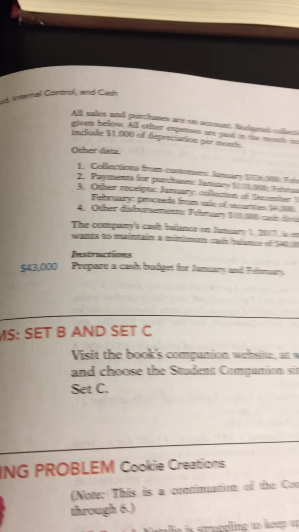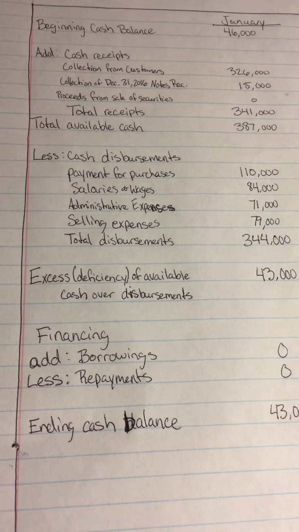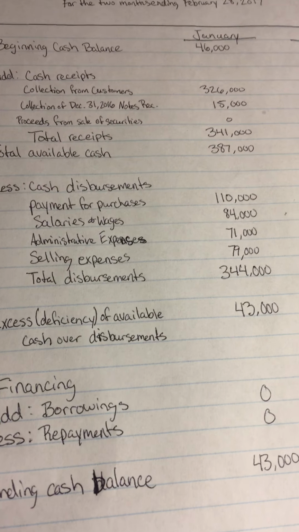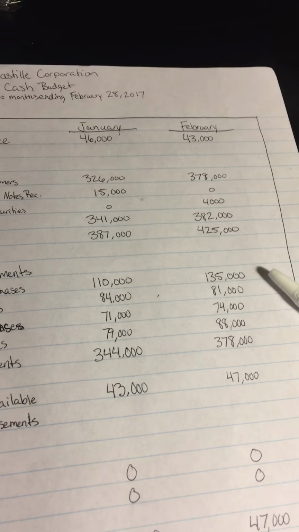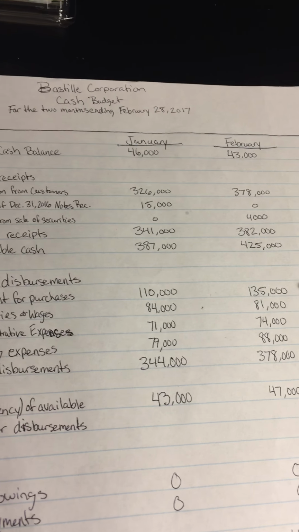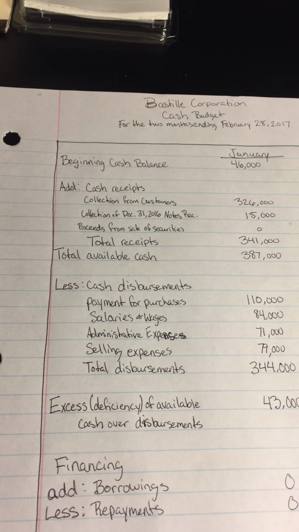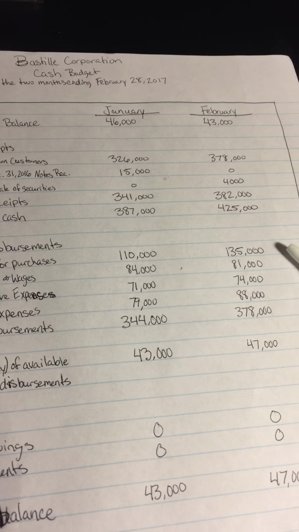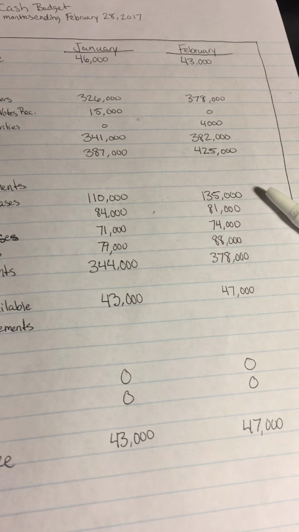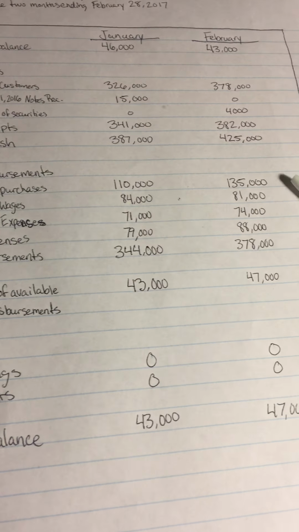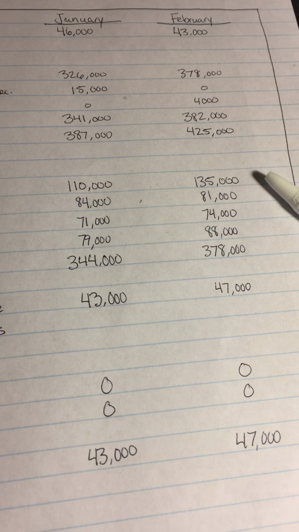So you got $43,000. Now this is used for the beginning cash balance for February. So you can see that those are the same. And then you run through February's cash receipts and cash disbursements, and you come up with an excess of available cash over disbursements of $47,000.